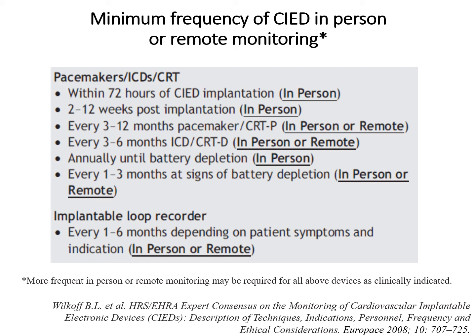According to the recommendations of scientific societies, in the early period after implantation, the device should be checked within 3 days and then between 2 weeks and 3 months. Pacemakers and CRTP devices should then be monitored at least once every 3 to 12 months. At the same time, ICDs or CRT-D devices should be monitored every 3 to 6 months. Part of this maintenance can be performed remotely by means of telemonitoring.